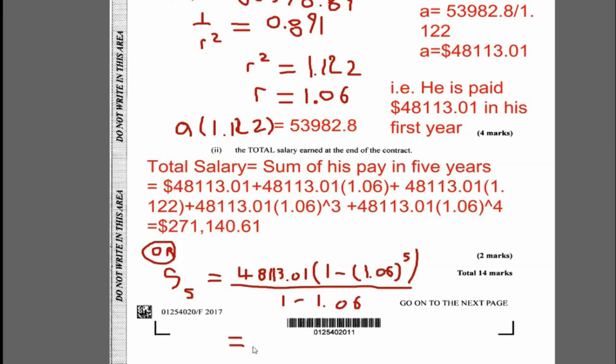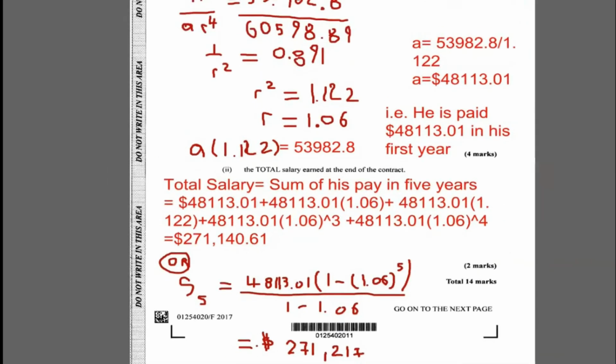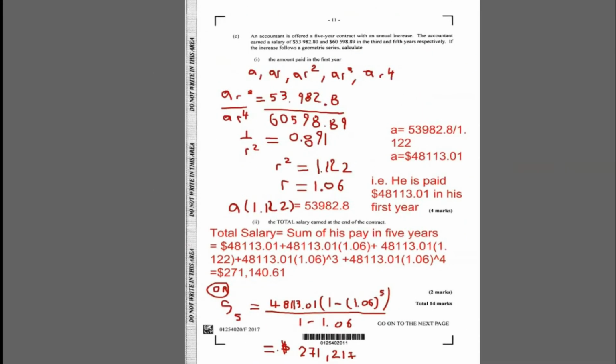Let's work that out. So 1 minus 1.06 raised to the fifth power times 48,113.01, divided by 1 minus 1.06. I got something slightly different here: 271,217. That's when I did it this method. Of course, I think they'll give you the full marks either way. All right, either way is fine. Nice and easy. That takes care of question number 2.